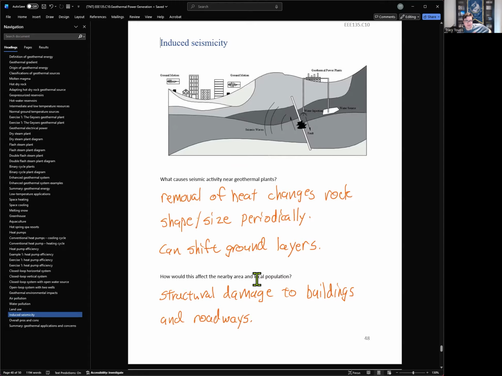Okay. How does it affect the nearby area and local population? Obviously, the big thing is structural damage to buildings and roadways. We want to make sure that never happens or minimize it as much as possible. So that's kind of the big scare people talk about. Honestly, this is not that big of a deal. As long as you build geothermal sites in remote areas, you're not going to see much of an issue. It's if you install this in the downtown area, that's when I'll be more concerned.